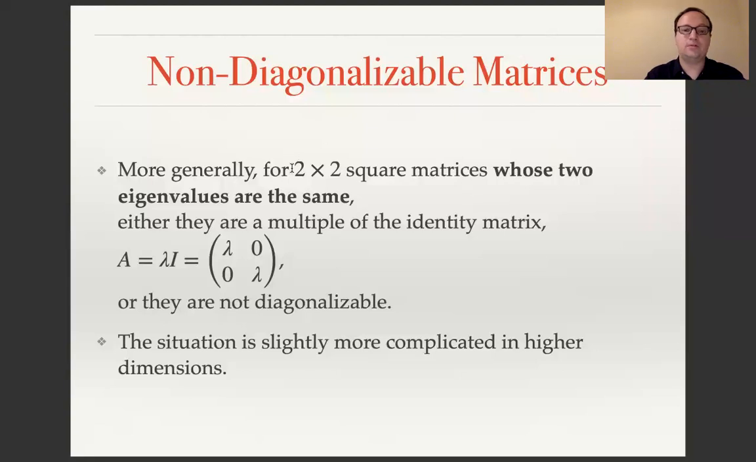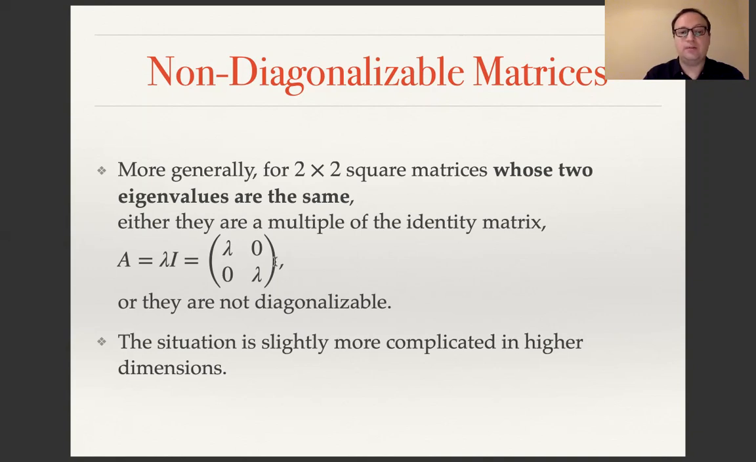So this means that it is not diagonalizable. So in general, for size 2 square matrices whose 2 eigenvalues are the same, either they are a multiple of the identity matrix, which is proved the same way as on the previous page, or they are not diagonalizable. In higher dimensions, this is more complicated, but for 2 by 2 matrices, we have an easy way to recognize when they are diagonalizable and when they are not.